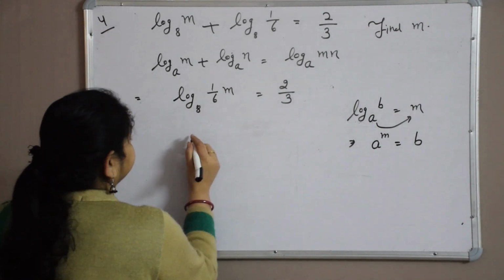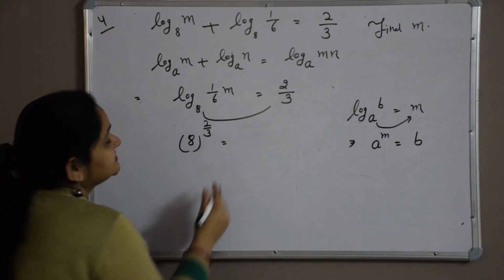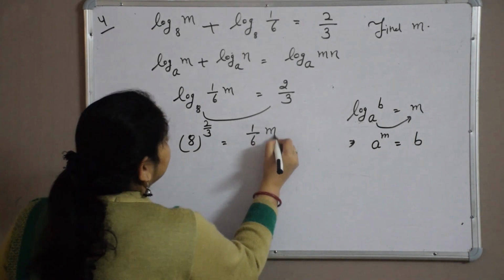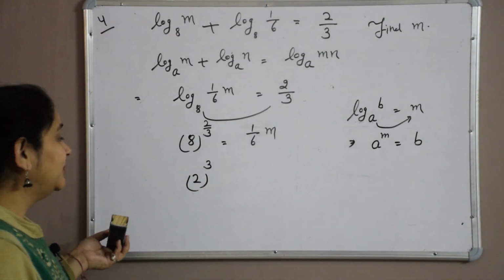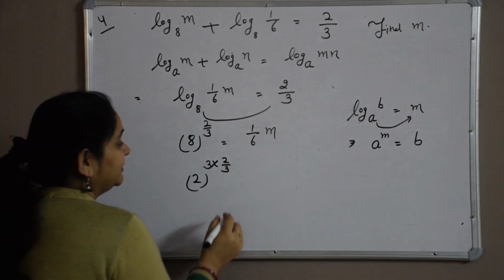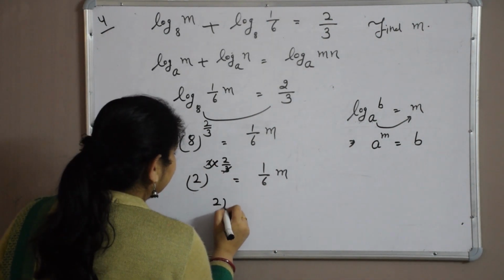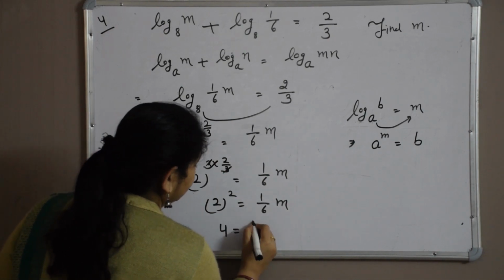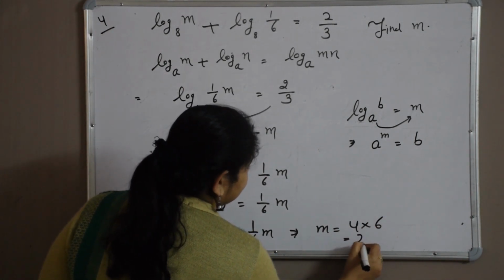So here 8, when it shifts here, will become 8 raised to power 2 by 3. This you have to take very carefully. 8 raised to power 2 by 3 is equal to 1 by 6 m. Now this 8 we can write as 2 raised to power 3. We know that 8 is equal to 2 into 2 into 2, that is 2 raised to power 3, and this 2 by 3 is outside already, and by using the exponent properties we can multiply them. This 3 gets cancelled with this 3, we are left with 2 raised to power 2 is equal to 1 by 6 m. 2 raised to power 2 is equal to 4, 4 is equal to 1 by 6 m. This implies m is equal to 4 into 6, that is 24.